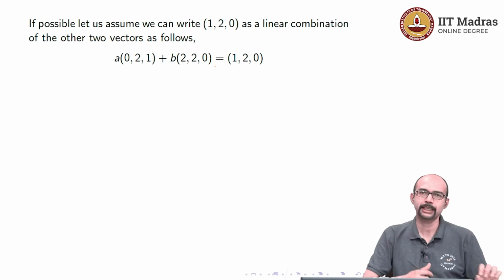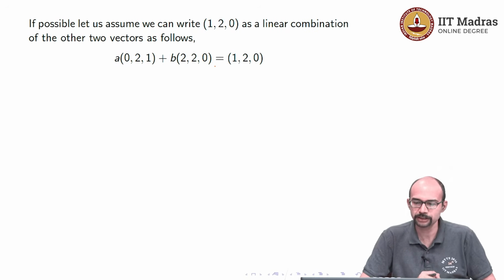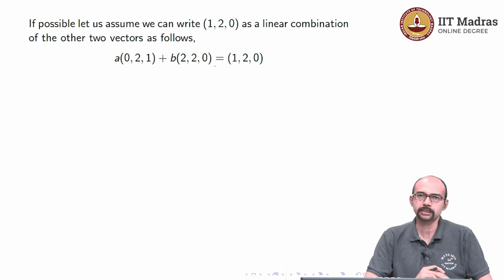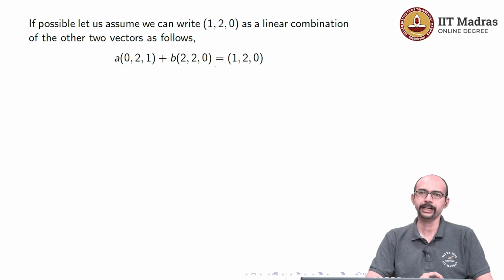And now the claim is it cannot be written as a linear combination of 0 2 1 and 2 0 0. So let's do this by contradiction. Suppose you can write this as a linear combination. So you have a times 0 2 1 plus b times 2 0 0 is 1 2 0. So a and b are the coefficients.